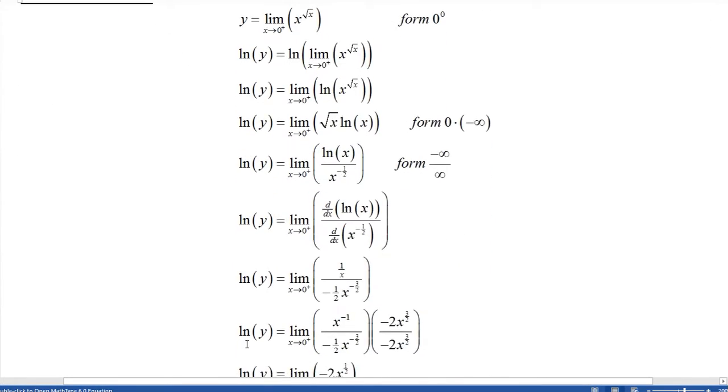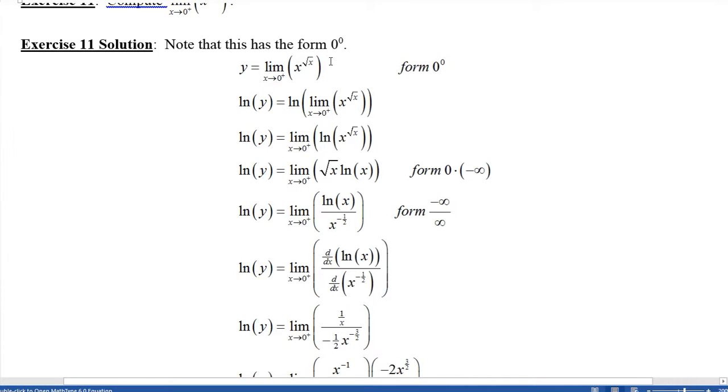All right, well here it is all worked out. Let's see. So this has the form 0 to the 0 power. So what you do in this case, or any of these three forms in this section, is you start by letting y equal this limit. So we're looking for y. We take the natural logarithm of both sides.